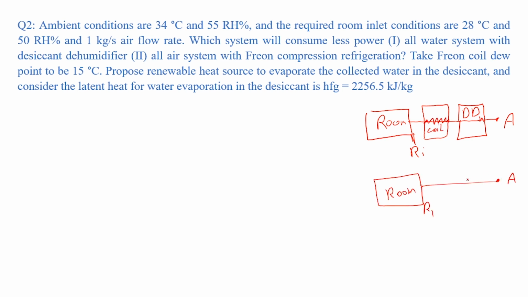For the second system, we have the conventional compression refrigeration. We have first the cooling coil, which is the Freon cooling coil. Then we have to add another heater to achieve the target room inlet temperature. So we can draw both processes on the psychrometric charts.